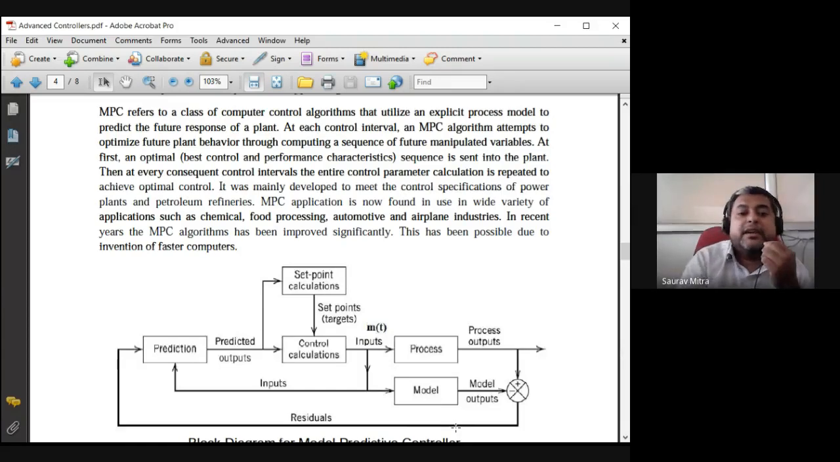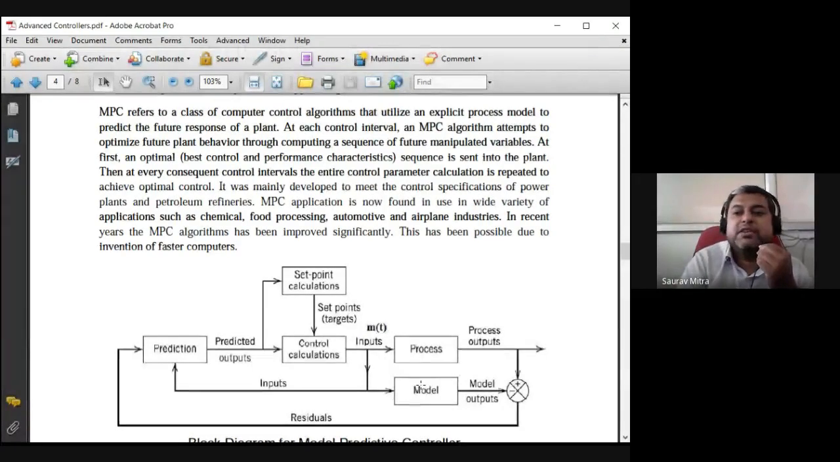At first, optimal means best control and performance characteristics. So initially, a best optimal sequence is set into the plant. Okay, so there's a plant or process that is given the sequence. Then at every consequent control interval, the entire control parameter calculation is repeated to achieve this optimal control.